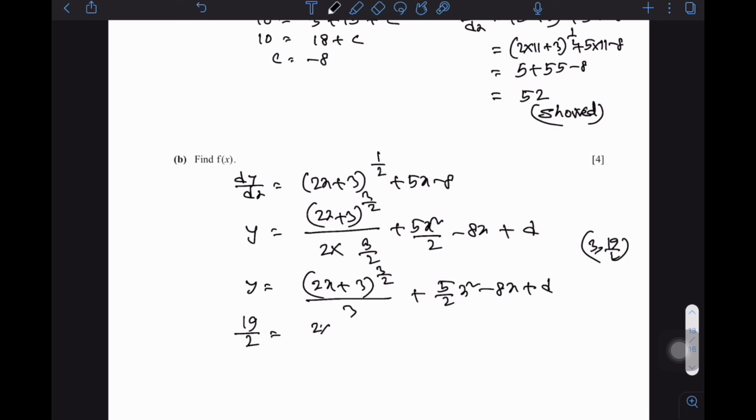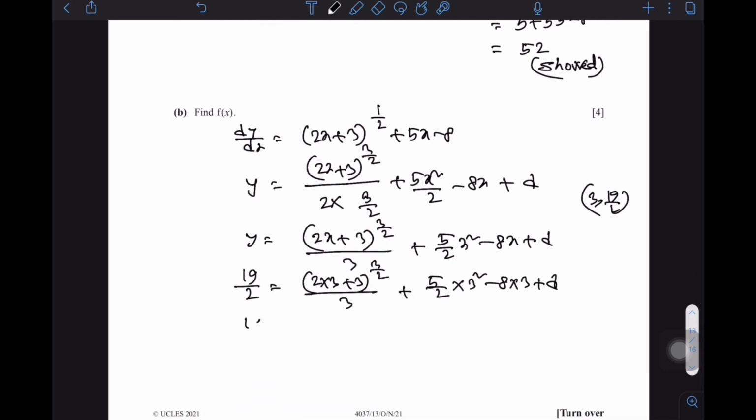X is 3. So 19/2 equals (2 times 3 + 3)^(3/2) / 3 + (5/2) times 3² - 8 times 3 + d. So 6 plus 3 is 9, square root of 9 is 3, 3 cubed is 27. 27 divided by 3, plus 3 squared is 9, 5 times 9 is 45 by 2, minus 3 8s are 24, plus d.